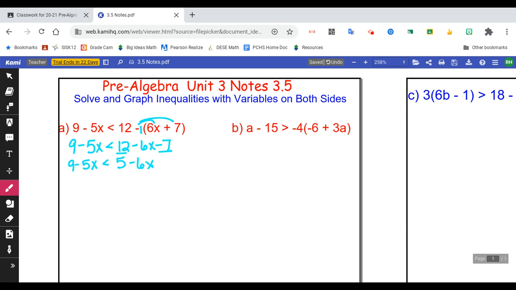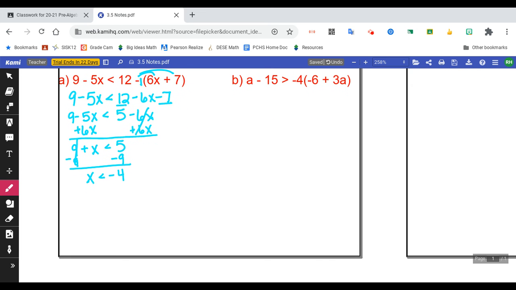Okay. I'm going to always take my variable to the left-hand side because that way when I graph it, it's on the correct side and looks familiar to me. So 9 minus 6 is positive 1x is less than 5. 9 is positive, so we're going to subtract it. And I have x is less than -4. I didn't multiply or divide by a negative, so that part's okay.